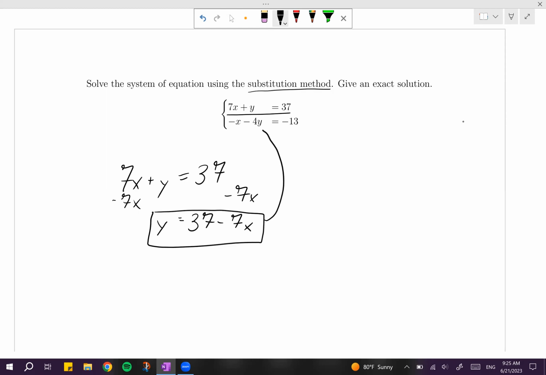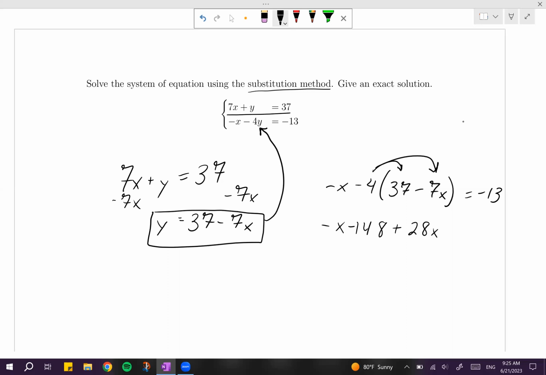I can take this and substitute it into my second one. So I'm going to get negative x minus 4 times 37 minus 7x equals negative 13. And now I just solve for x. I'm going to distribute this 4 to both terms, and we get negative x minus 148 plus 28x equals negative 13. Right? Combine like terms, I'm going to get negative 148 plus 27x equals negative 13.